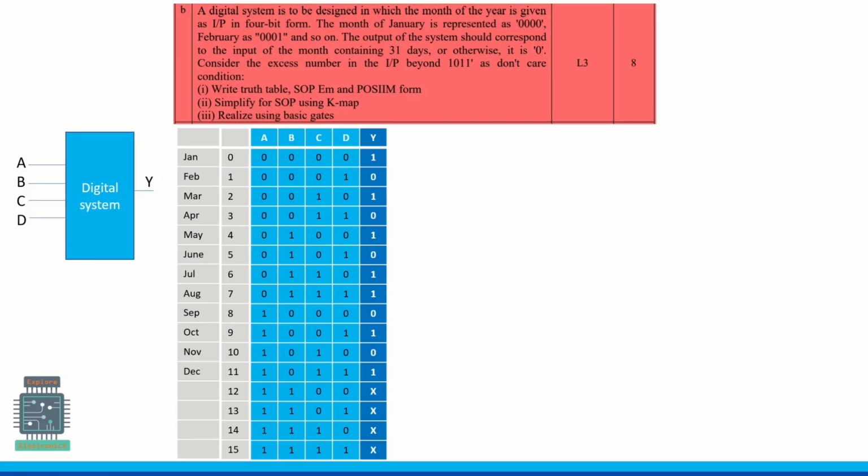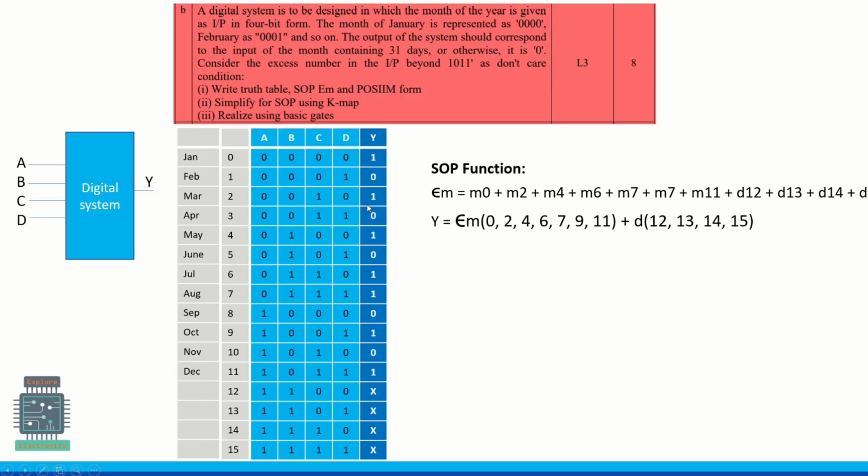Now we need to write the K-map, or first we need to derive the sum of product and product of sum expressions from this. Let me write the SOP function first. We need to take the minterms into consideration here. So this corresponds to M0, this is M2, M4, M6, M7, M9, and then 11. The remaining terms are don't care: D12, 13, 14 and D15. So we can write the function as Y equals summation m of 0, 2, 4, 6, 7, 9, 11 plus the don't care terms d of 12, 13, 14, 15. This is how we can write the SOP function.